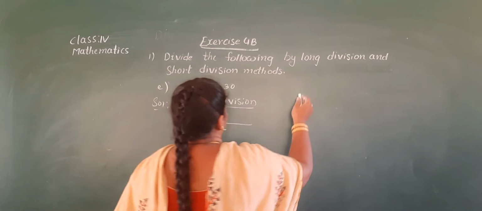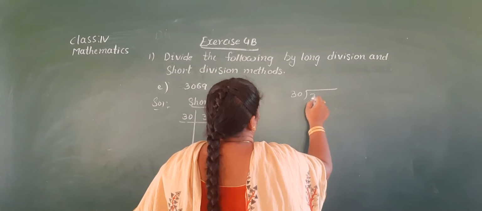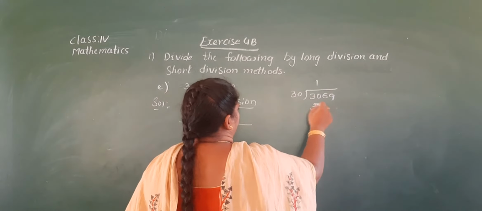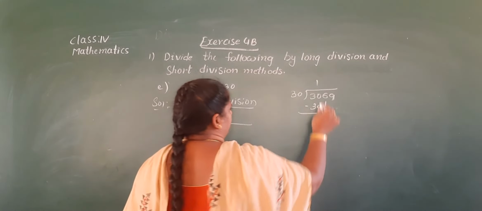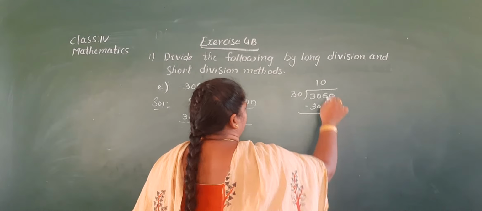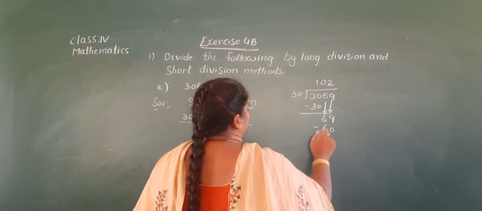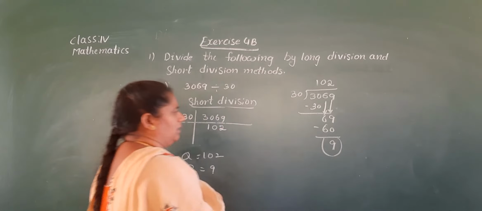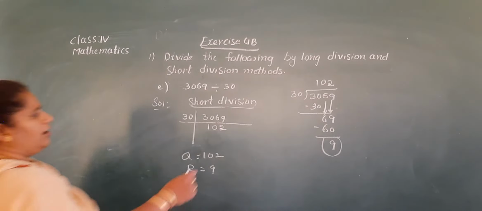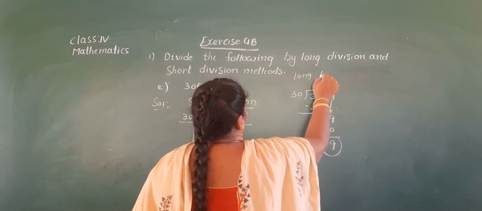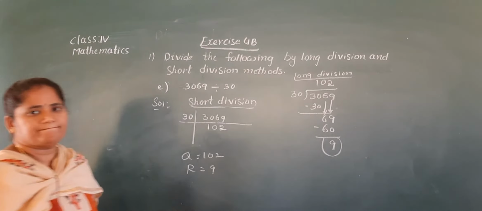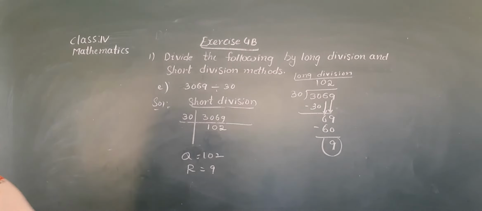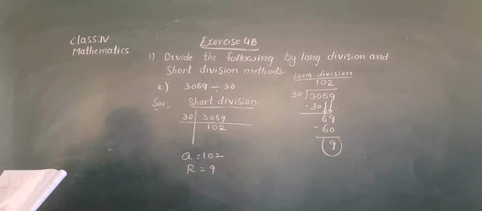Now long division method. So 30 ones are 30. Take down 6. 6 is not divisible by 30, keep 0 in the quotient place and take down 9. 30 twos are 60. So 69 minus 60 gives the remainder 9. This is long division. And next problem.